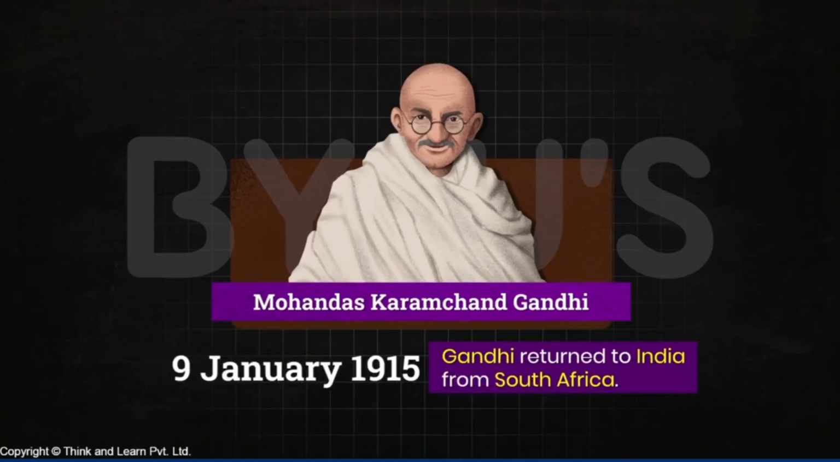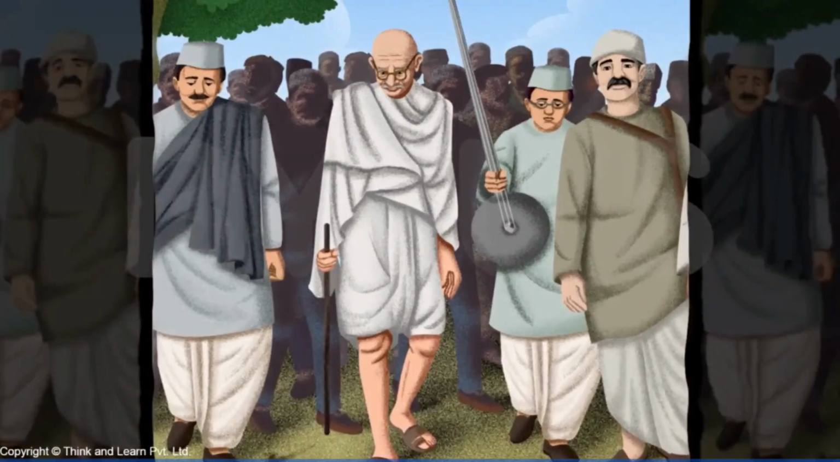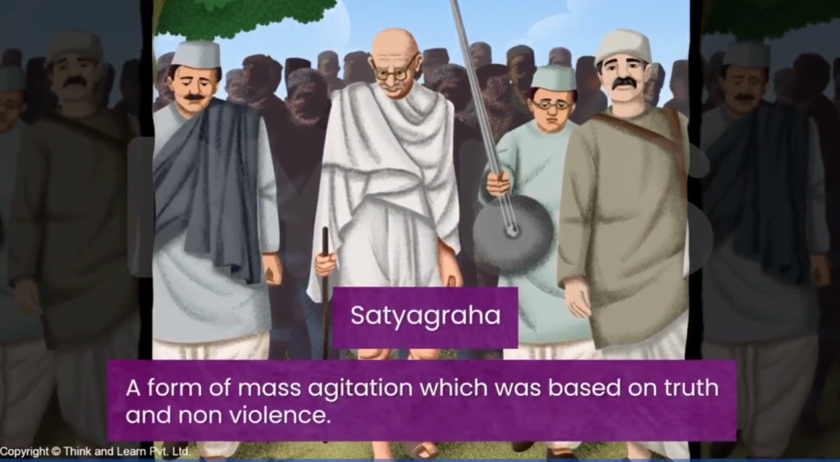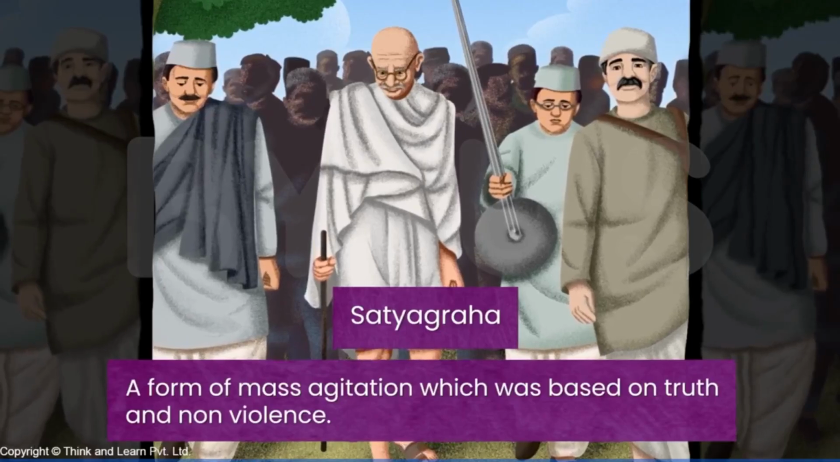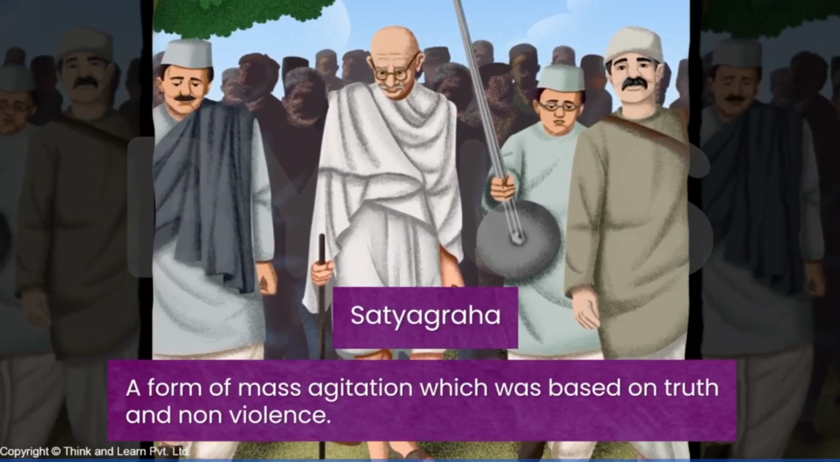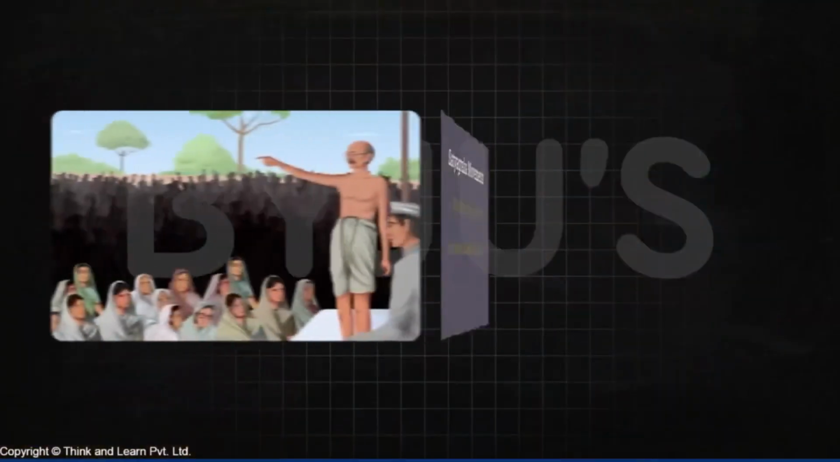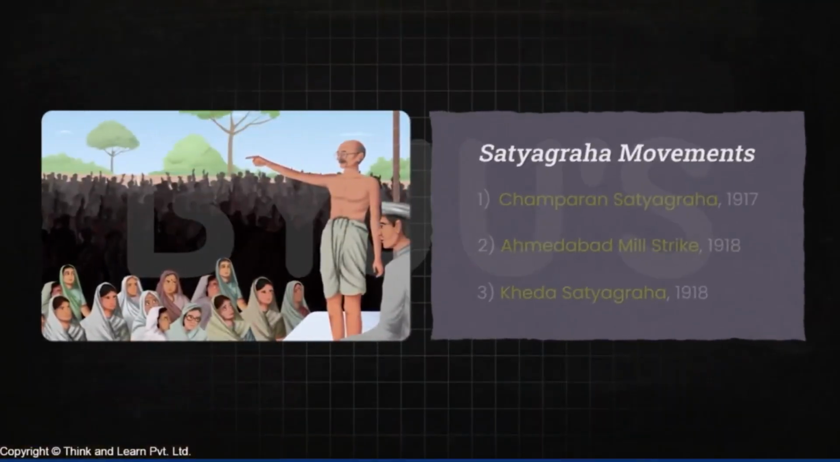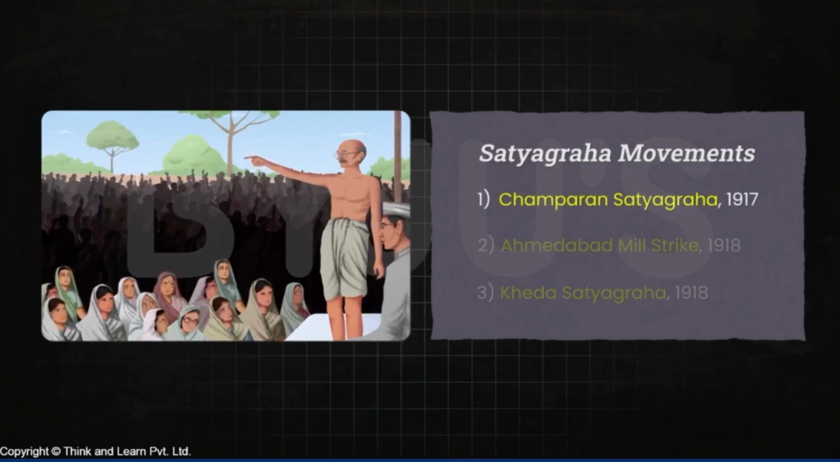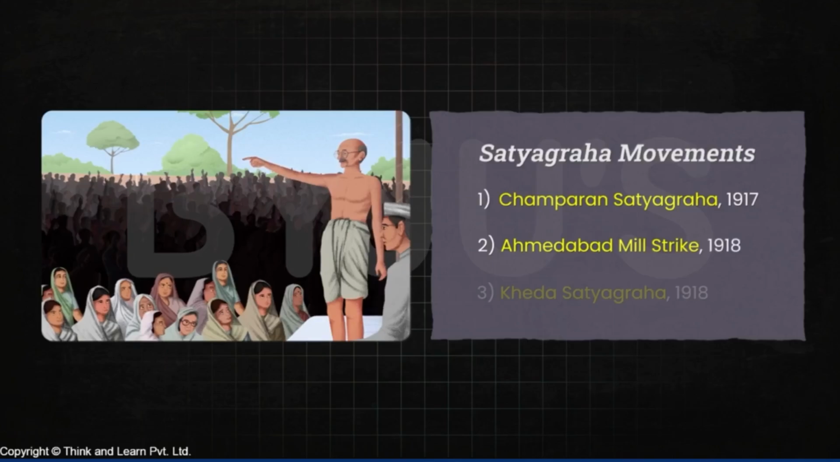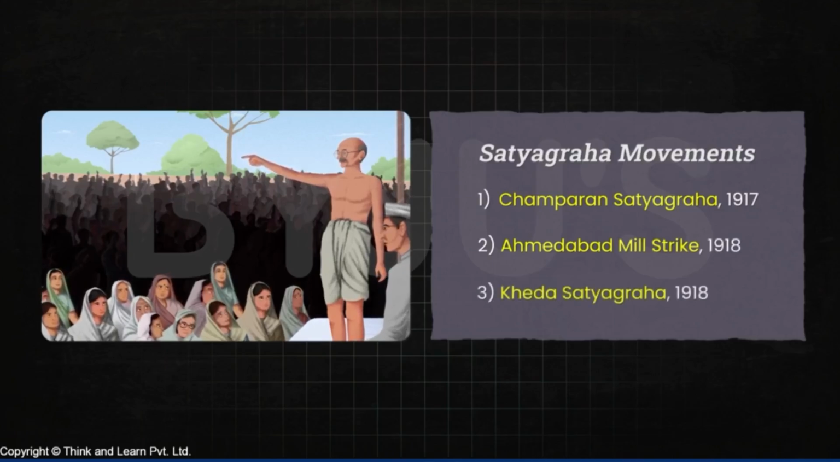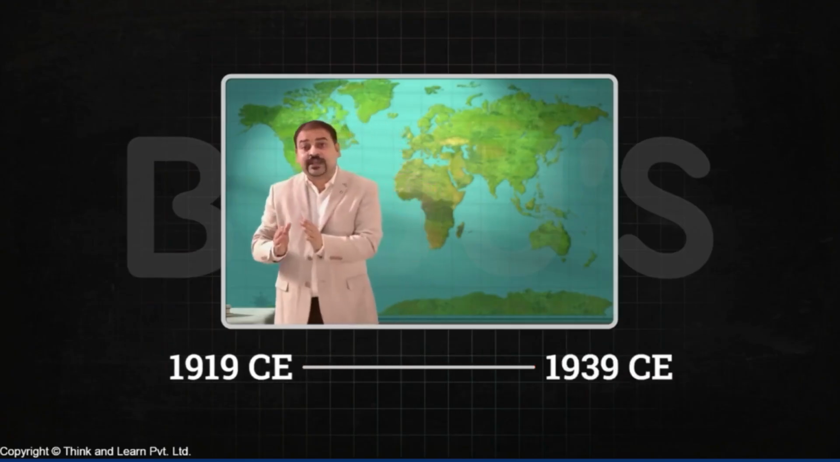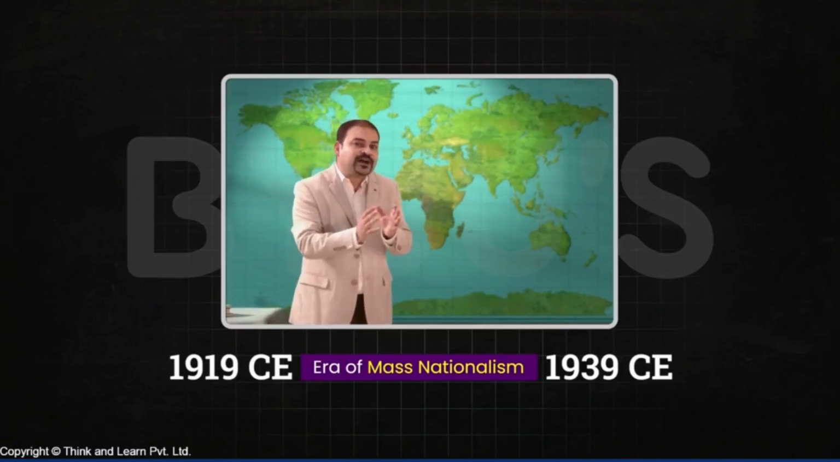Gandhiji returned to India from South Africa on 9th January 1915. His idea of satyagraha was a novel method of mass agitation that used the power of truth and non-violence to fight injustice. He used satyagraha in several movements such as Champaran Satyagraha in 1917, Ahmedabad Mill Strike and Kheda Satyagraha in 1918. The era from 1919 to 1939 is known as the era of mass nationalism.